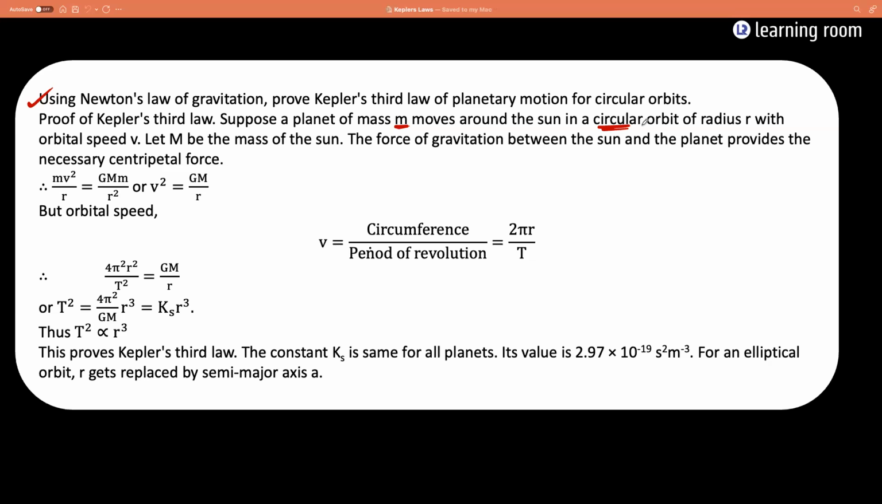If capital M is the mass of the sun, then the force of gravitation between the sun and the planet will be the one which is necessary to provide the centripetal force. So G capital M into small m divided by r square is equal to m into v square divided by r. Small m and small m will get cancelled, and one r will also get cancelled. So what can you see? V square will be equal to G into capital M divided by r.